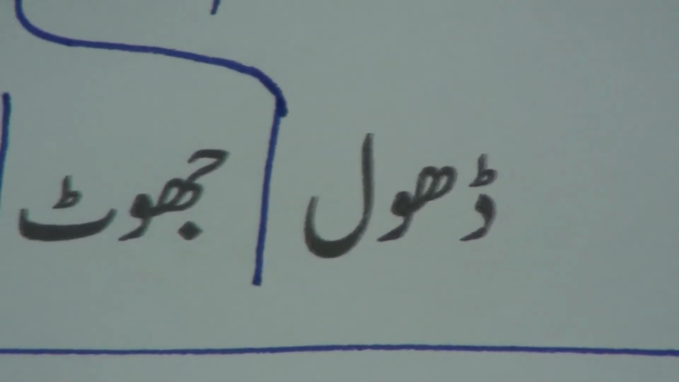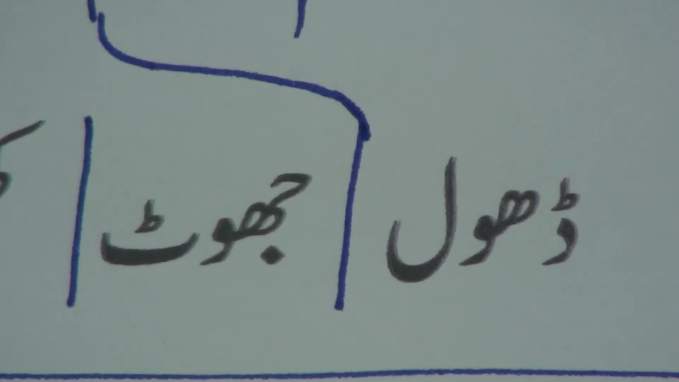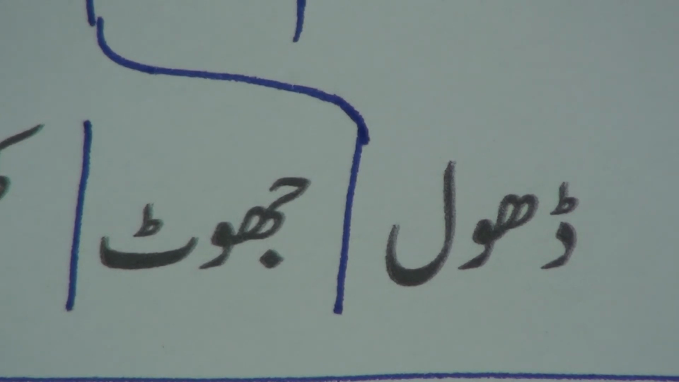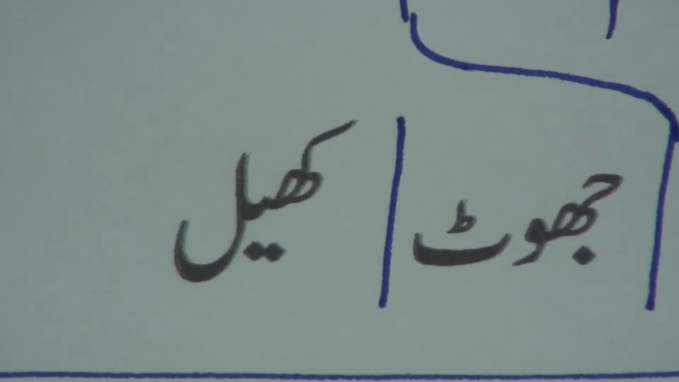Jhoot. Jeem do chashmi hai, wow, te: jhoot. Jeem gives the sound of j, and jeem do chashmi hai gives the sound of j. So jhoot. Jhoot means lie.